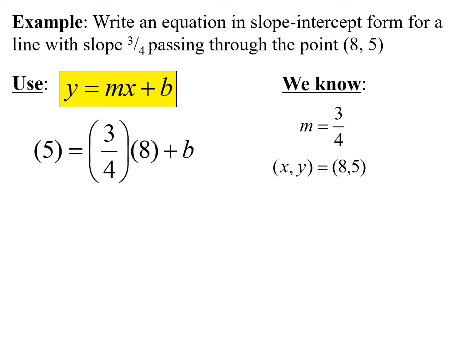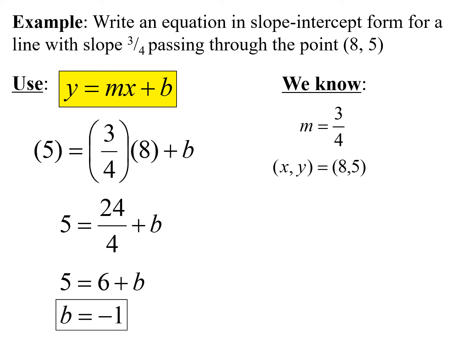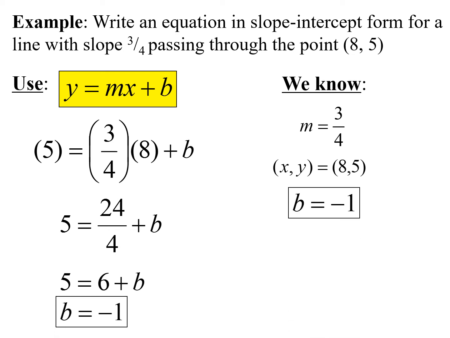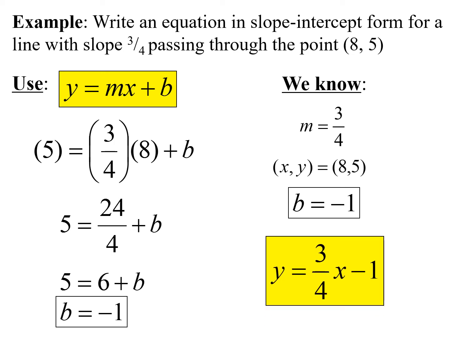Now I want to multiply 3/4 times 8. So 8 joins 3 in the numerator. So I have 5 is equal to 24 over 4 plus b. 24 over 4 simplifies to 6. So I have 5 equals 6 plus b. To get b by itself, I'm going to subtract 6 from both sides, and I get b is equal to -1. So now that I know that my y-intercept is at (0, -1), I can go ahead and write my equation. y = 3/4 x - 1.